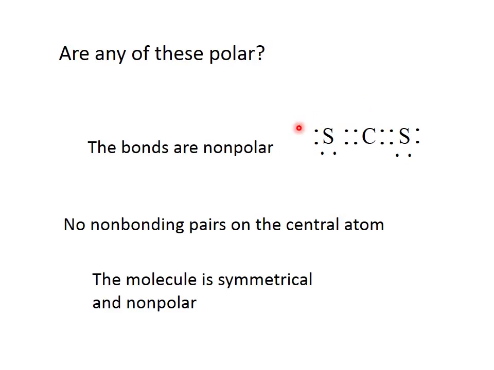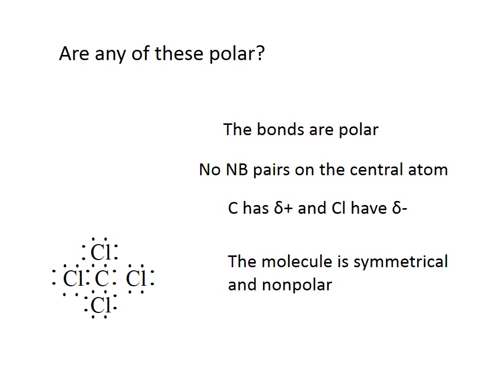Okay, if I look at this molecule, carbon disulfide, you'll see that these are on a catty corner, so you have to use your book and look up the value. Sulfur has a value of 2.5 and carbon has a value of 2.5. They have identical electronegativity, so the bonds are nonpolar. Now let's look at the molecule. If I look at the molecule, I see the carbon has no non-bonding pairs, and the atoms on the outside are the same. So this molecule is going to be nonpolar also.